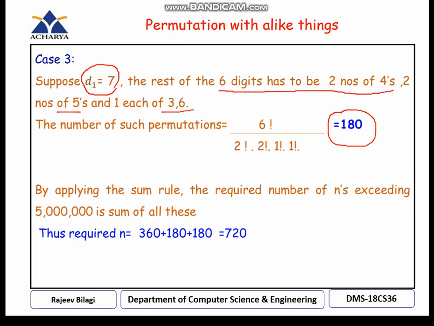So by applying the sum rule, the required number of n's exceeding this is the sum of all these. So the required n will be 360 for case 1, 180 for case 2, and the remaining 180 for the third case. So the total number of required permutations will be 720. So this is how we are going to solve some of the problems on this particular topic. Okay.